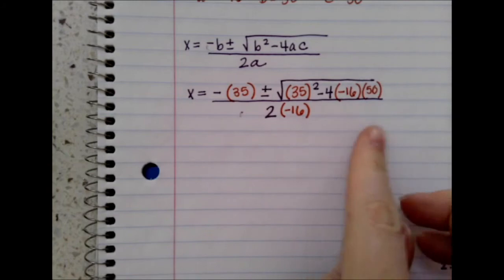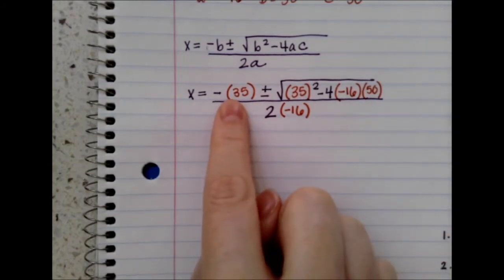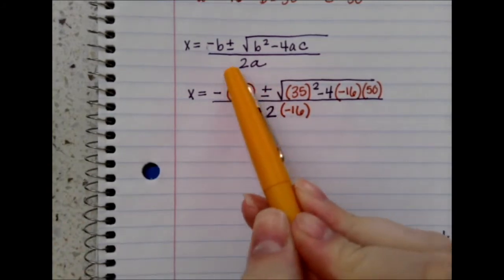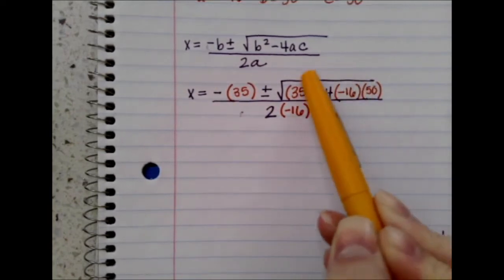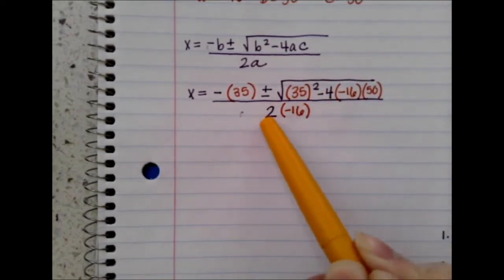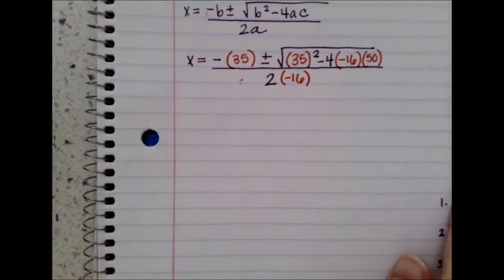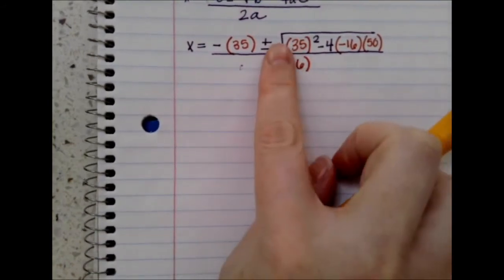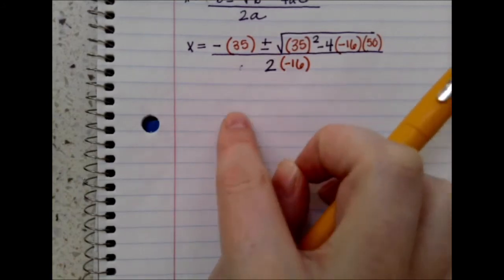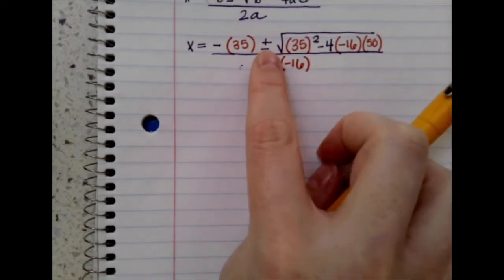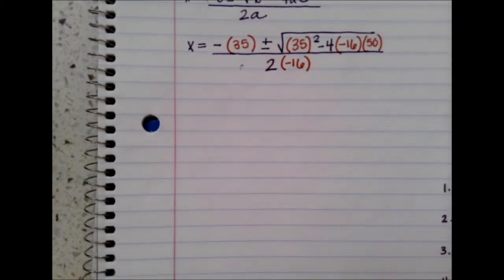Once we are here, then we are going to simplify in 3 parts. We are going to simplify this first part, then this second part, and then this third part. The reason we can't just type everything into the calculator is because of this plus or minus sign. We have to break that into 2 problems in a little bit, and so we can't just type all of it in.